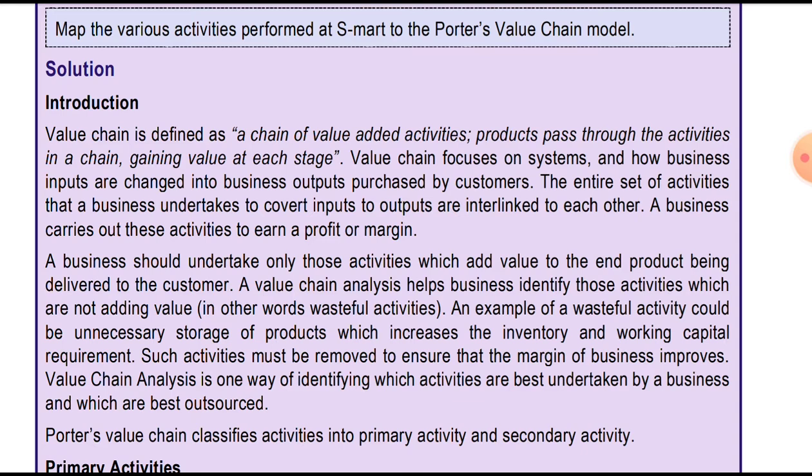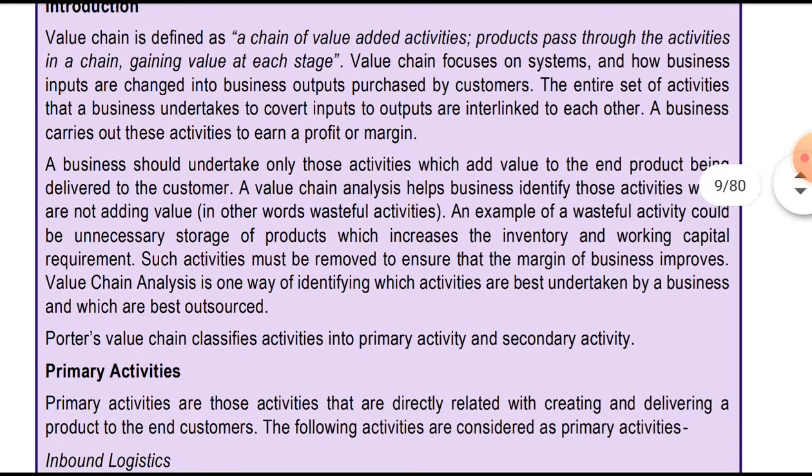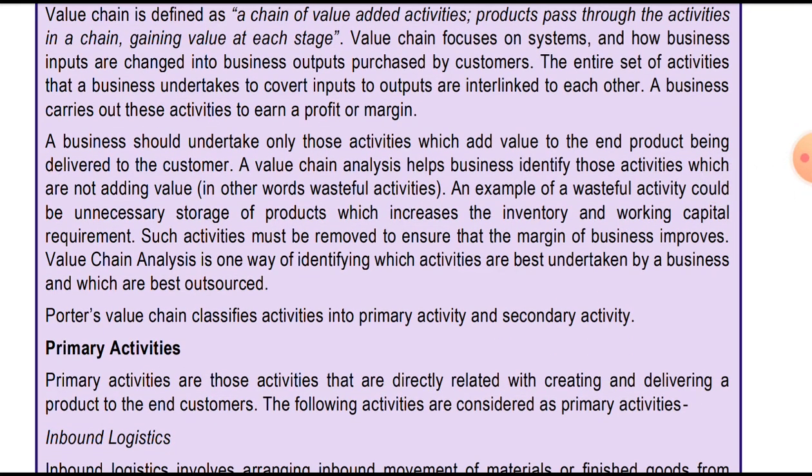How the inputs are changed to outputs, that is the entire chain of production till the delivery to the customer. The entire set of activities that a business undertakes to convert the input to the output are interlinked to each other. The business carries out these activities to earn a profit margin. The business should undertake only those activities which add value to the end product being delivered to the customer, which means the business should only continue with the value added activities and eliminate the non value added activities.